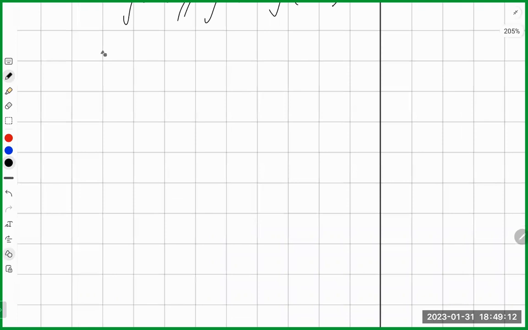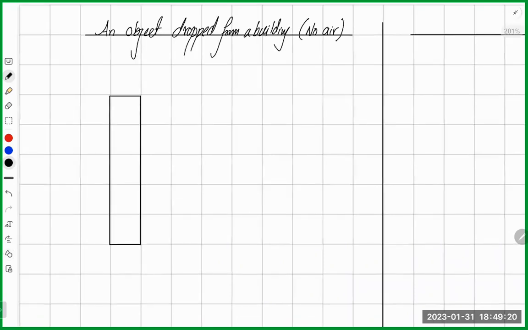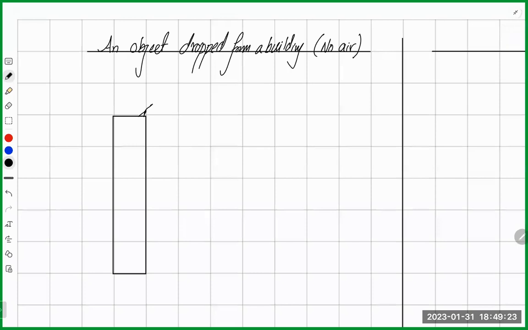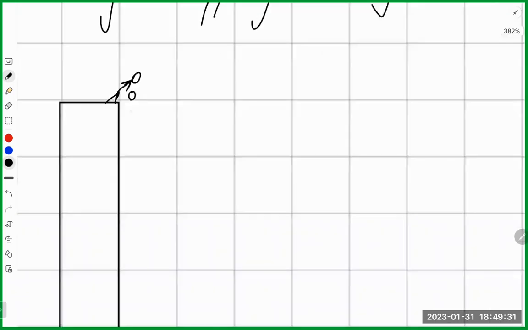Now, if I drop something from a tall building, let's say here we have this building. On the top of the building, there is a person standing. So this person throws something downward. As this object falls down, I'm capturing the position of this object at regular intervals.